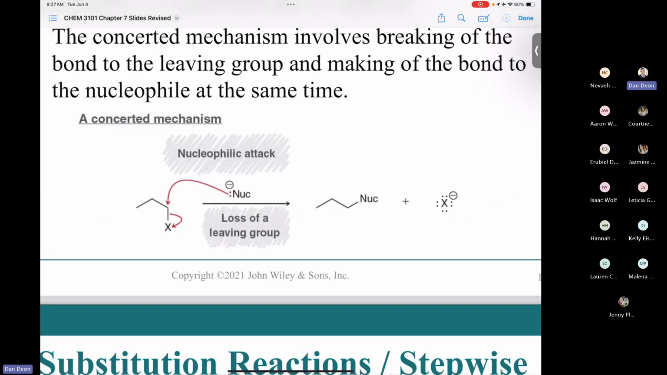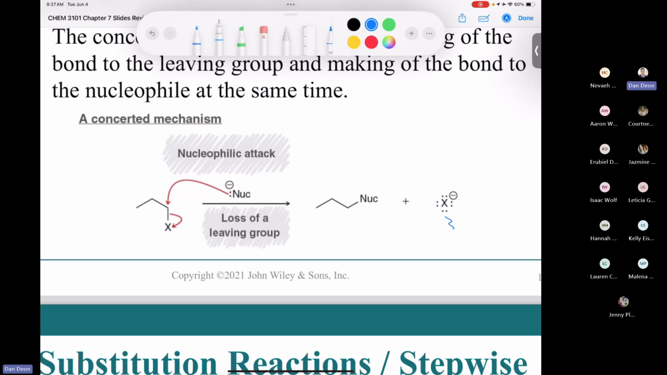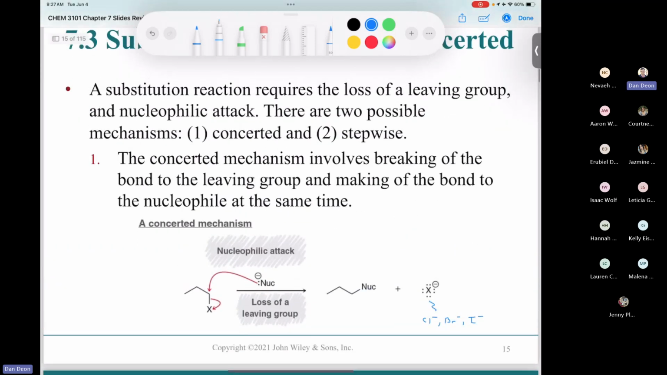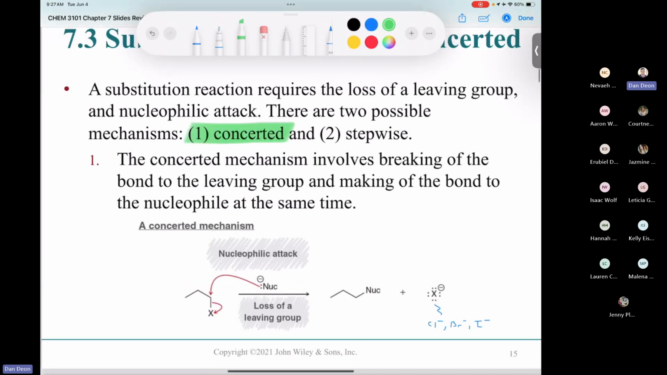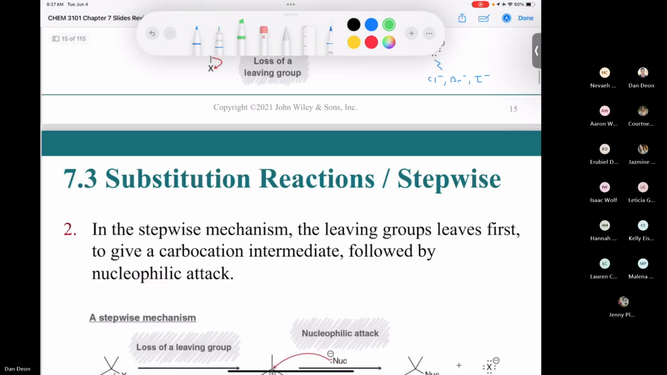And of course, we have our halogen, and this would either be chloride, bromide, or iodide. It also could be a tosylate or whatever. But anyhow, there you go. So that's a concerted mechanism. Again, concerted means they're both happening at the same time, the nucleophilic attack and the loss of leaving group.